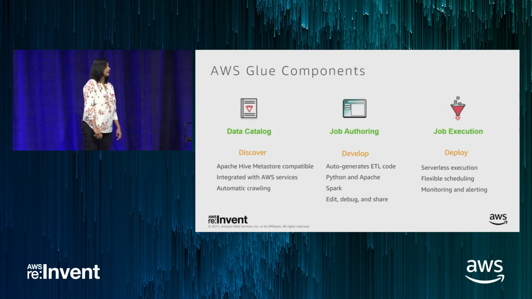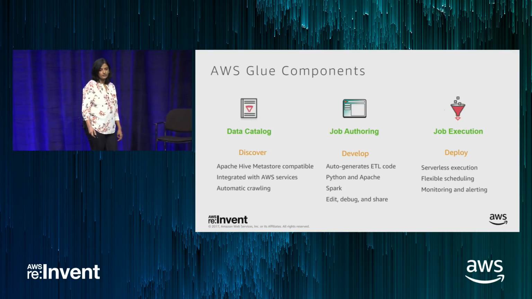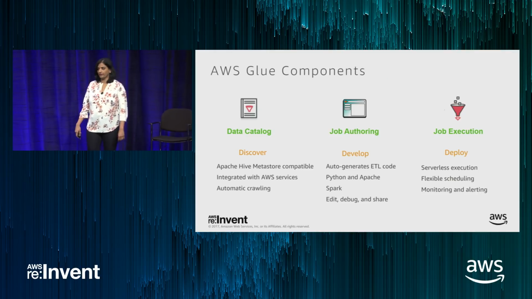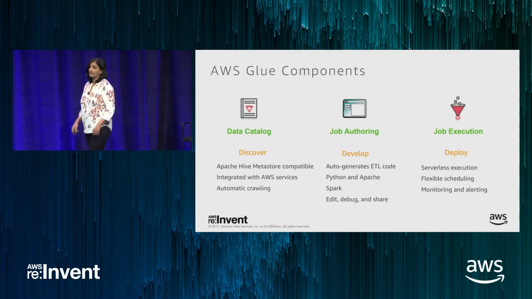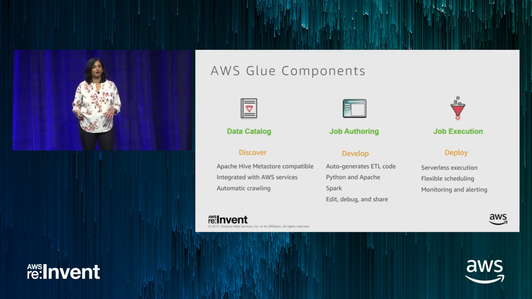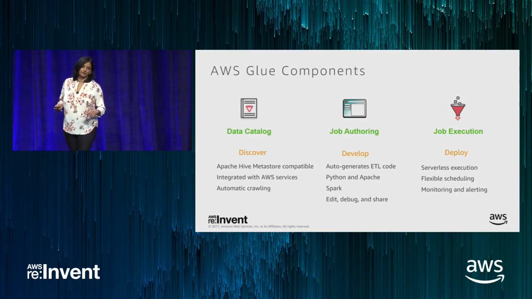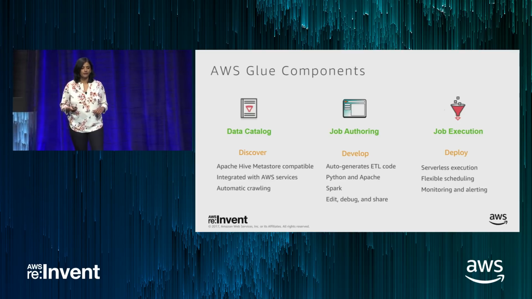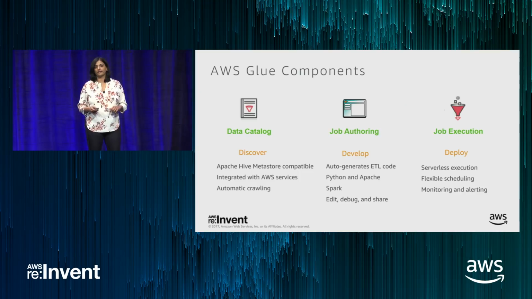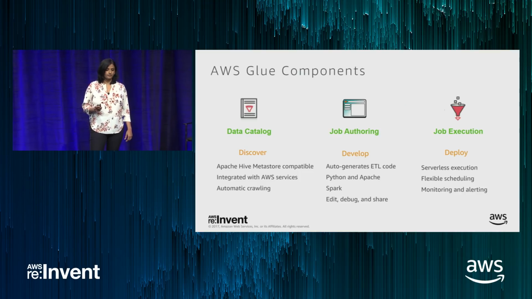So Glue has three main components. There's a data catalog, which is Hive Metastore compatible, integrated with various different AWS services. And we are actually going to take a very detailed look at this particular component in the rest of this session. But Glue has many other components, two other components that provide job authoring, as well as job execution for your data processing and ETL code.